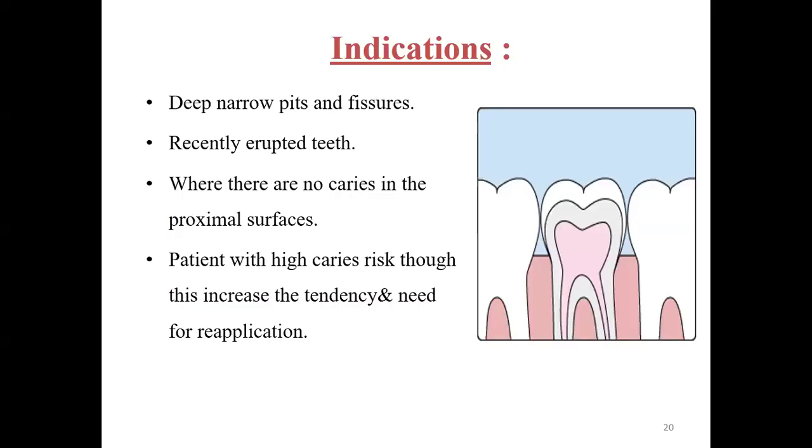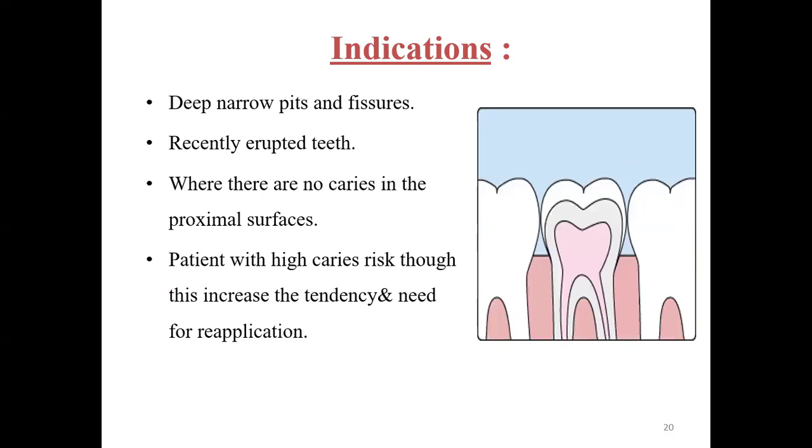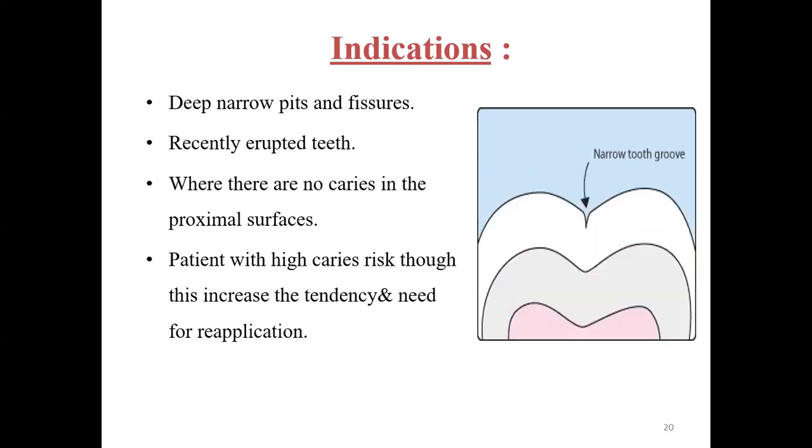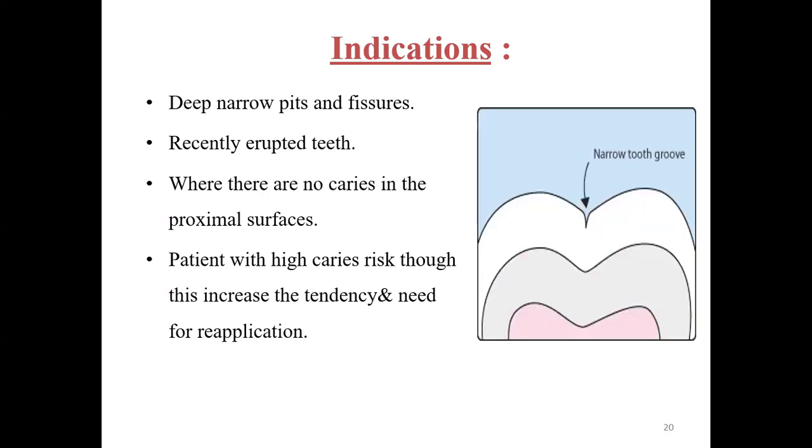Coming to the indications of pit and fissure sealants, they include deep, narrow pits and fissures where there can be food accumulation, recently erupted teeth where there is no caries on the proximal surfaces, and patients with high caries risk, though this increases the tendency and need for reapplication.